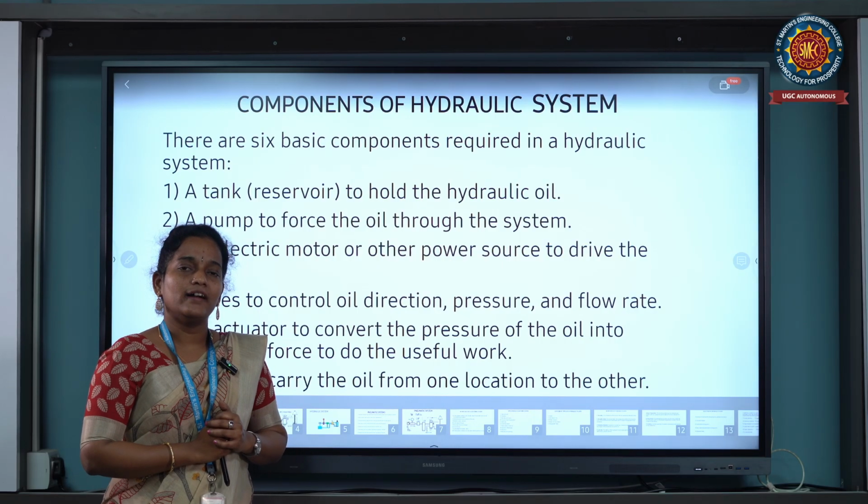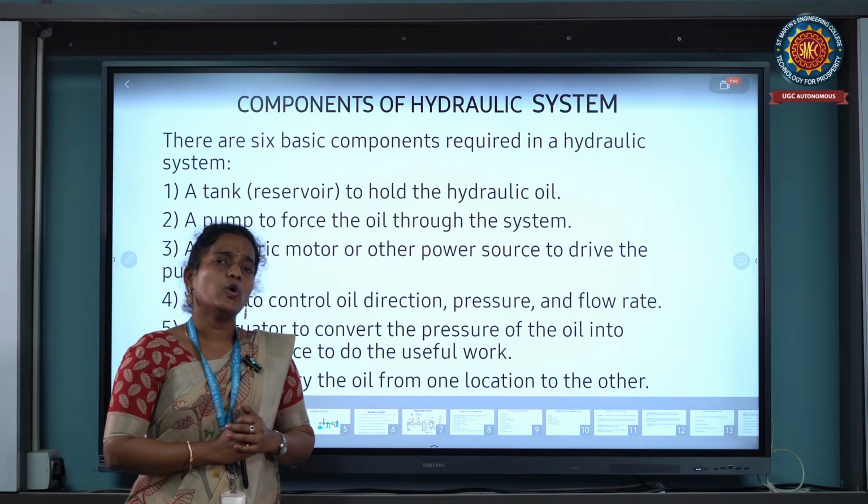What is the use of the oil tank? The oil tank is to hold the oil.